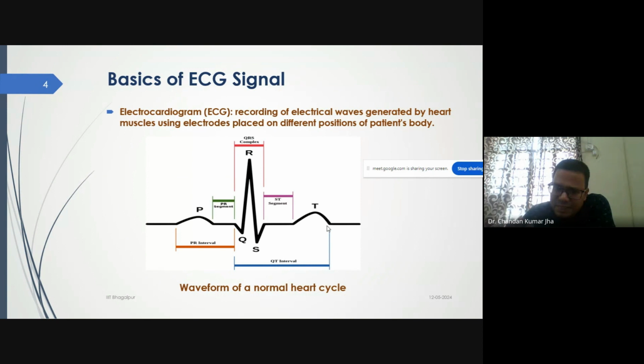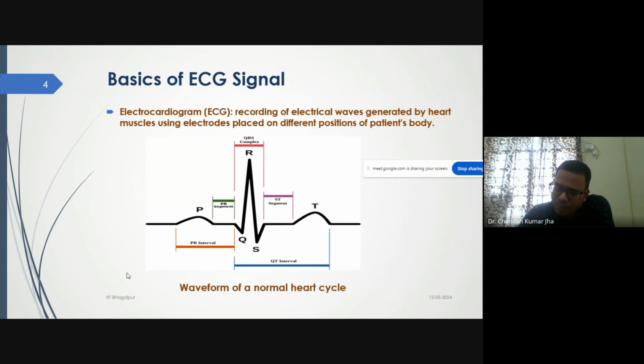All these parts have different significance, and based on that, a cardiologist can detect different types of diseases related to it. This is a normal heart cycle, and if the patient is suffering from different kinds of diseases, like myocardial infarction or arrhythmia, the morphology of this normal heart cycle will be different. The P wave has a certain range of amplitude, and the PR segment has a certain range for normal people. For other people, the range will be different.